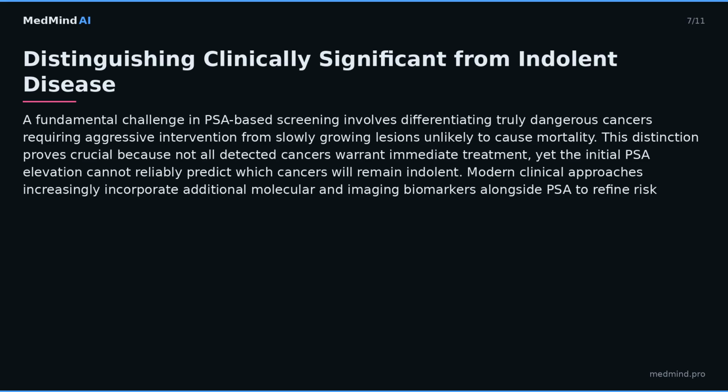Modern clinical approaches increasingly incorporate additional molecular and imaging biomarkers alongside PSA to refine risk assessment, including genomic testing, magnetic resonance imaging, and advanced imaging modalities. Risk calculators incorporating multiple variables including PSA level, age, family history, and digital rectal examination findings help guide clinical decision-making. This multifaceted approach aims to preserve the benefits of early detection while minimizing unnecessary interventions in men harboring low-risk disease.